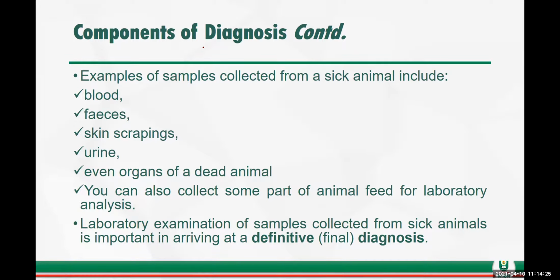We have blood samples, fecal samples, scrapings from the skin. You have urine. You can even take organs from dead animals for pathology. We call it post-mortem examination. You can open those things up and find out. Some people train for that. You do that in the lab and get a good result to arrive at a final diagnosis. You can also collect some feed samples, like we said earlier.